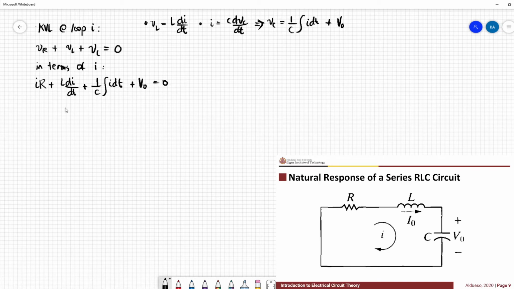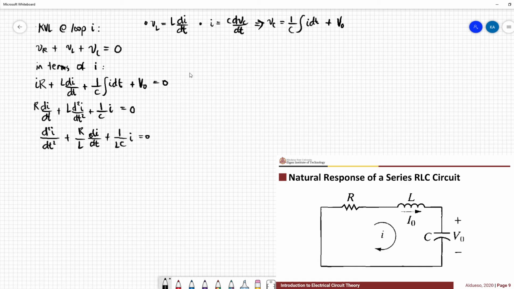Now differentiating this equation, it becomes R times di/dt plus L times the second derivative of I with respect to time plus 1 over C I equal to 0. Now rearranging this equation, the second derivative of I with respect to time plus R over L di/dt plus 1 over LC I equal to 0.